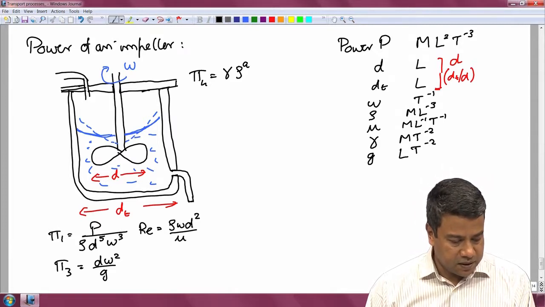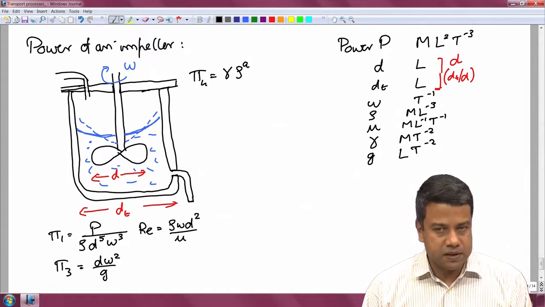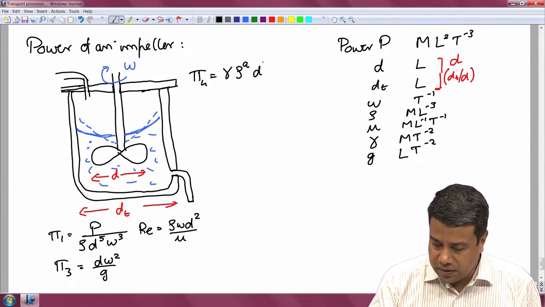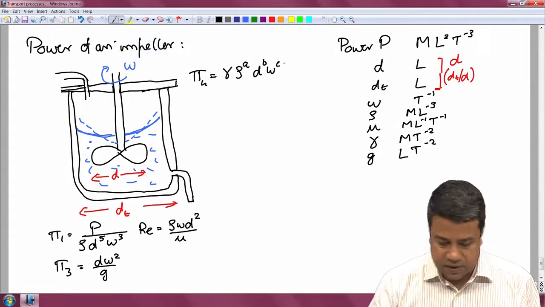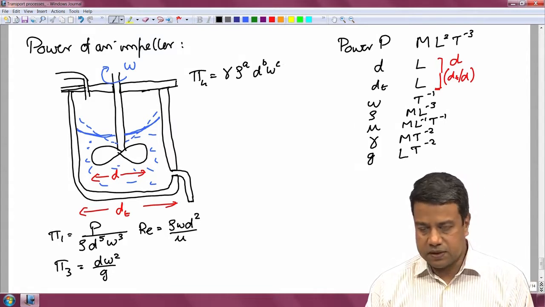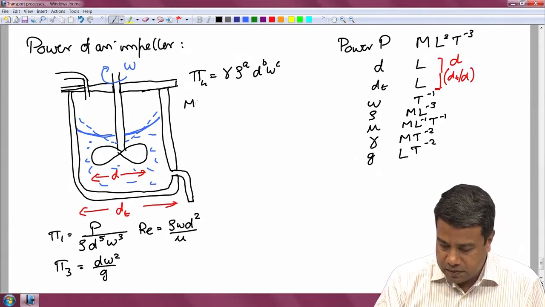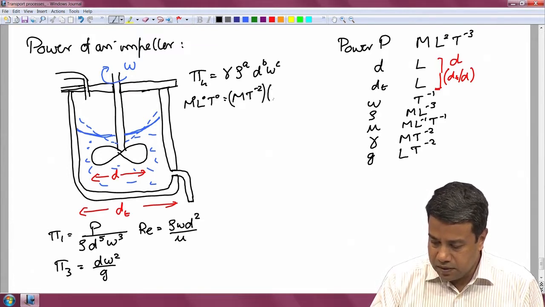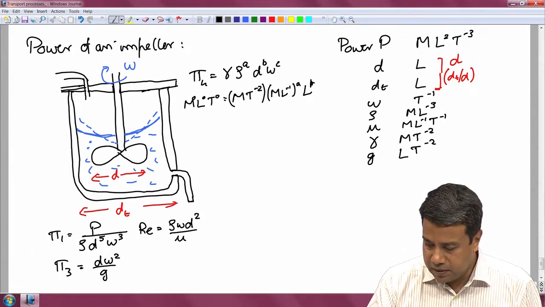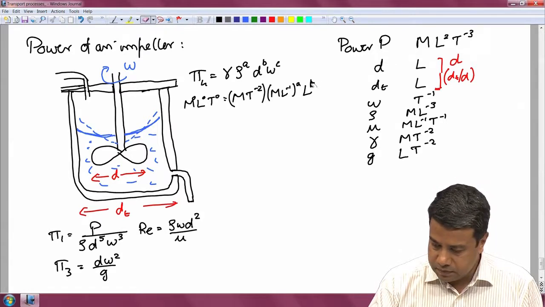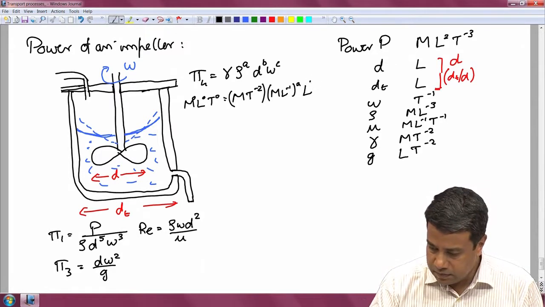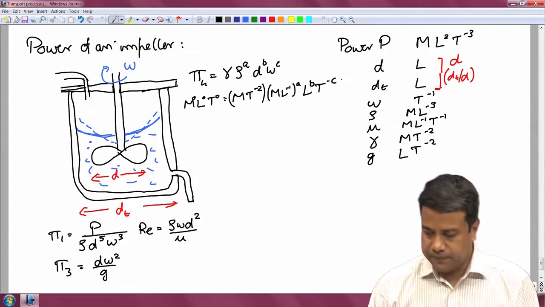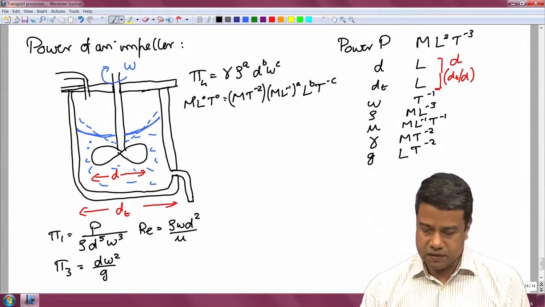So, I need a density power a, in order to remove all the mass dimension, and then I have to have a length dimension and a time dimension. So, the diameter power b and the frequency power c. So, that is a dimensionless number. It is equal to m t to the minus 2, m L inverse power a, L power b, t power minus c, because angular velocity has dimensions of inverse time.